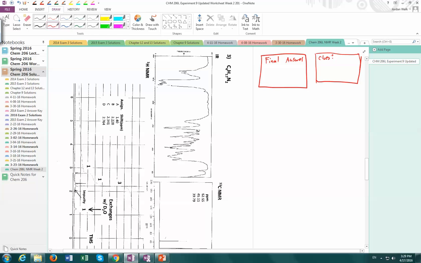So these problems count a lot. They're like 30 points. The only way you can get 30 points is by getting the final structure, but you could get 20 or 25 points. I don't know how I'm grading it yet, and basically that's going to come down to clues. What have you been able to figure out about this molecule? One of those clues would be, say, the IHD.